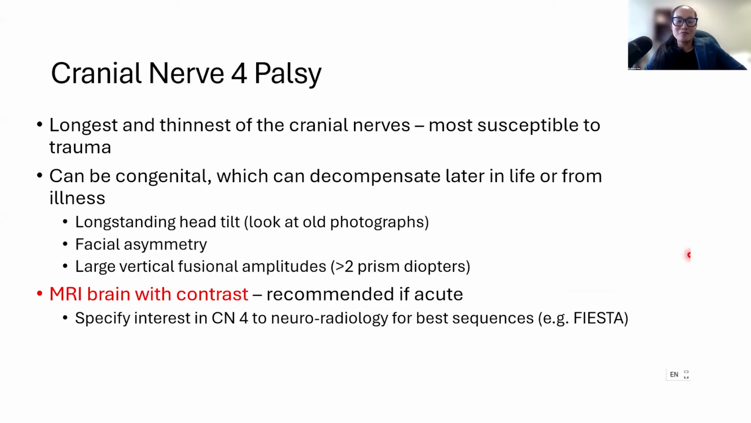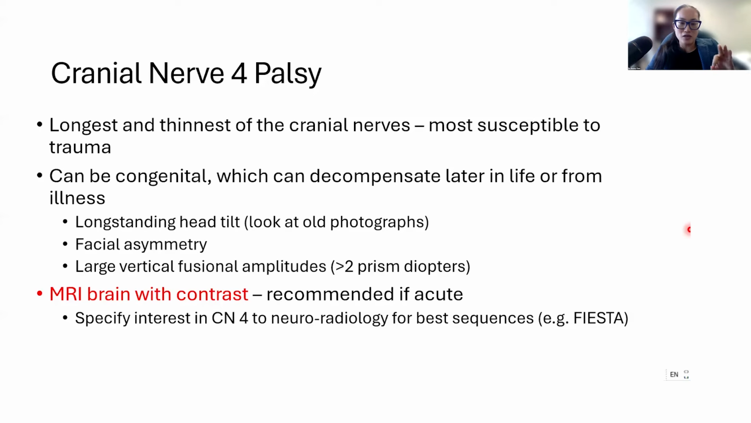Like I said before, it is the longest and thinnest of the cranial nerves. And so because of that, it is most susceptible to trauma. And like I said, it doesn't even have to be major trauma. But also it is one of the ones that are more commonly congenital. And so you can have a congenital cranial nerve 4 palsy and not really notice until later on in life, and it can decompensate. Okay, so people don't get double vision for most of their life from their congenital cranial nerve 4 palsy, and they will either have an illness or it just decompensates over time.